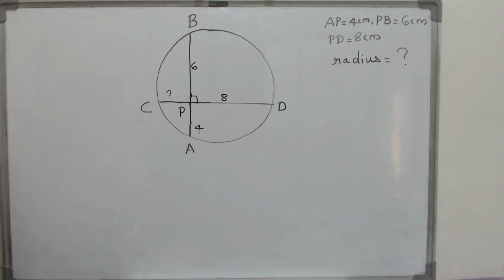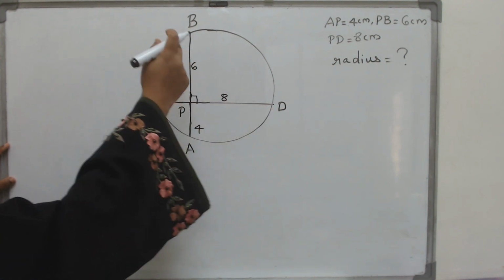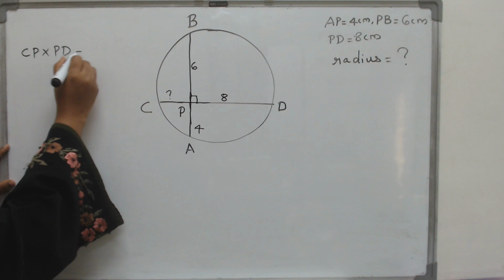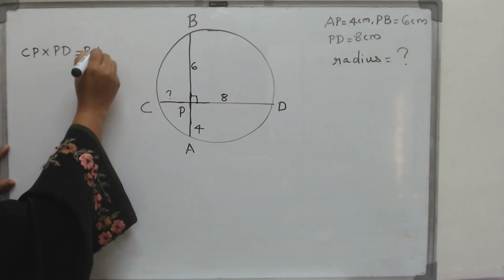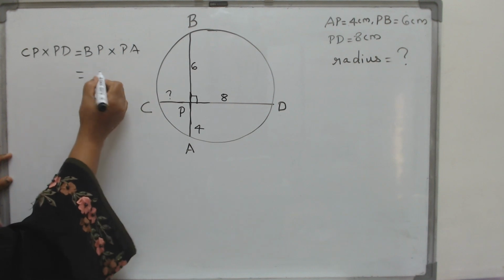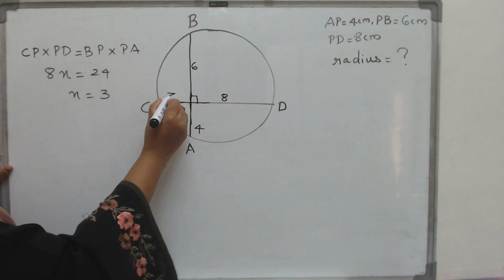Then how much is CP? The intersecting chords theorem states that when two chords intersect, the product of the lengths of the segments of each of the chords is equal. That means if you take the chord CD, when it intersects, there are two segments made, CP and PD, their product, and the two segments of the chord AB, which is what? PB and PA. These two products are equal. So that means what? X is 3 centimeters. So CP here is 3 centimeters.